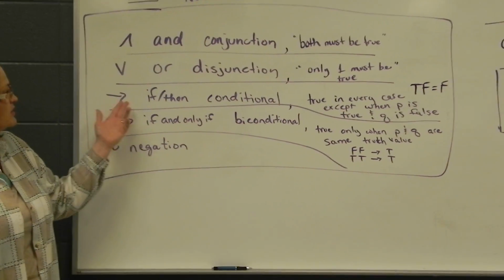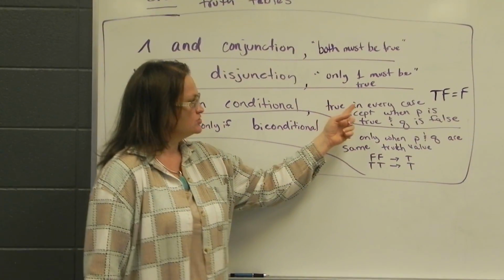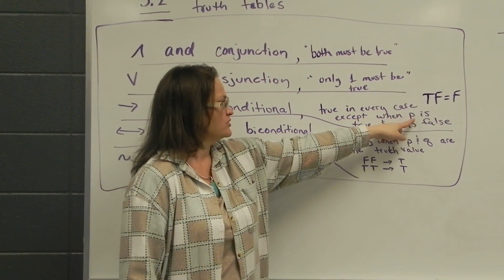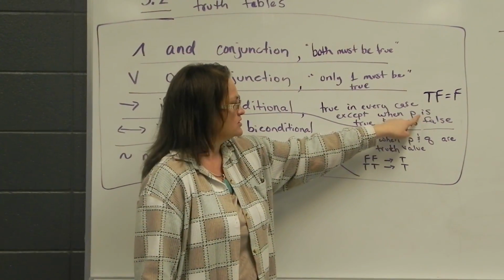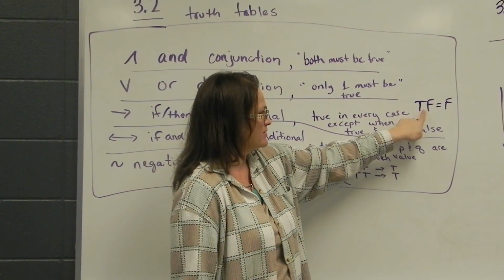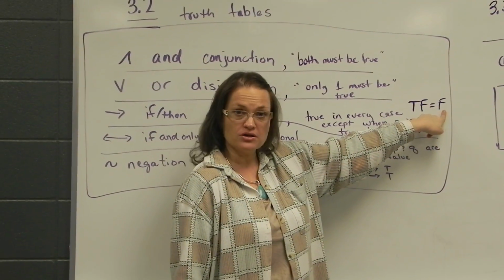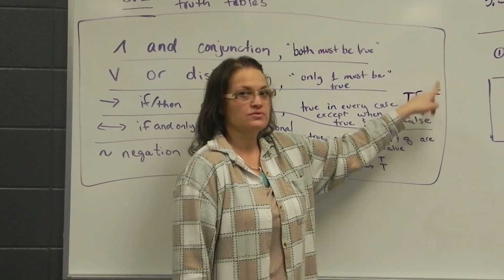This one arrow is an if-then statement. It's called a conditional. And it is true in every case except when you go from the first statement being true to the second statement being false. So when P is true and Q is false, like this, a true to false statement, a true to false is false. Every other time in a conditional, you say true.